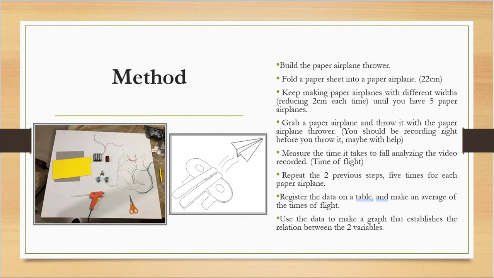Then, grab a paper airplane and throw it with the paper airplane thrower. You should be recording right before you throw it, maybe with help. Then you'll measure the time it takes to fall, analyzing the video recorded, and you'll repeat the 2 previous steps 5 times for each paper airplane. When you have all your data, you'll register it on a table and make an average of the time of flight. And you'll use your data to make a graph that establishes the relations between the 2 variables.